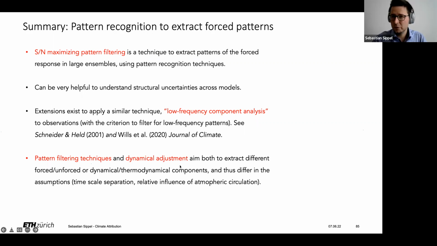As a summary of both non-standard approaches that I've shown, pattern filtering techniques and dynamic adjustment, they both aim to extract different components: forced and unforced in the pattern filtering case, or dynamical versus thermodynamical components in the dynamic adjustment case. Thus they differ only in the assumptions they make about forced responses, in the sense of how they separate different timescales or what they assume about the influence of atmospheric circulation changes and so forth.